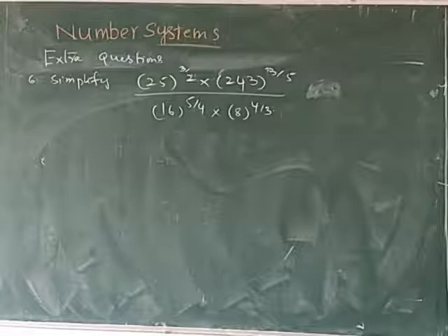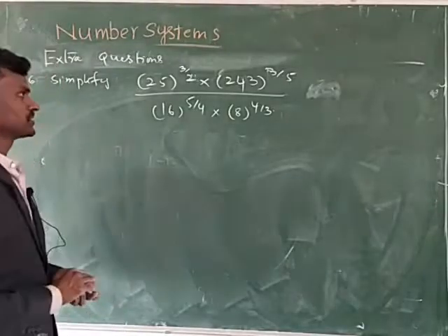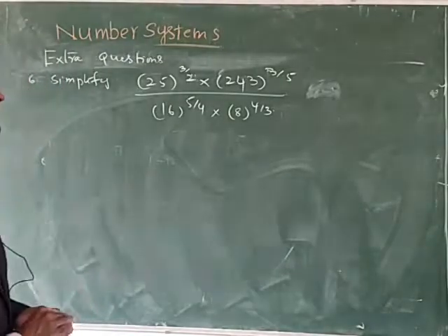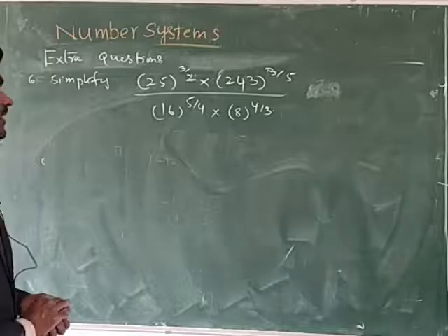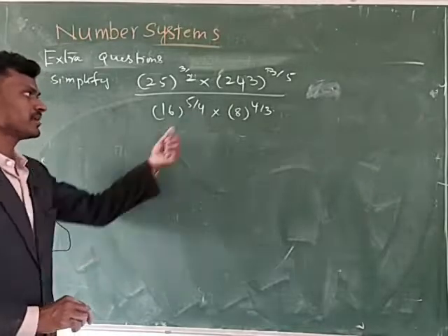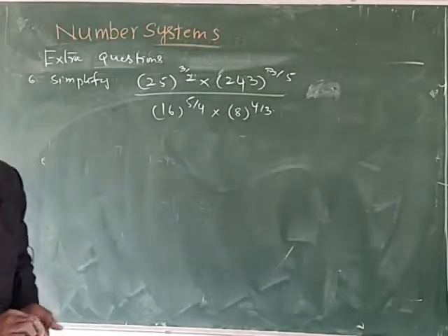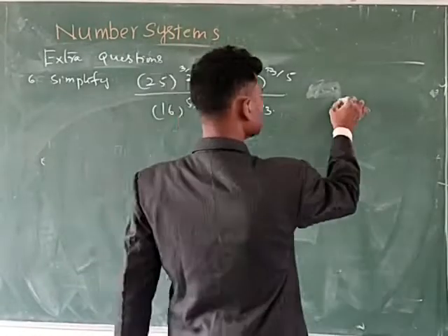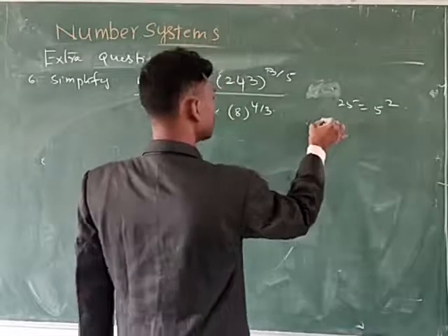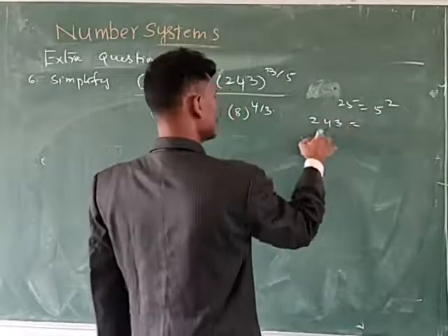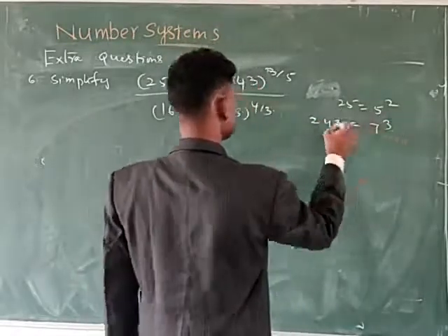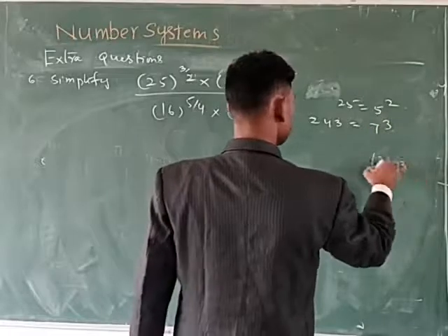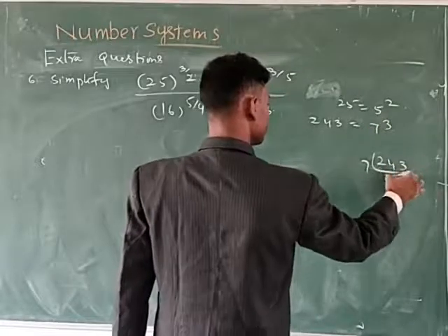Next problem, simplify 25 whole power 3 by 2 into 243 whole power 3 by 5 into 5 whole by 16 power 5 by 4 into 8 power 4 by 3. Now it is also very easy. First you have to write here 25 as 5 square and 243 as 3 power 5. Or if you don't know, you can write 3 1s are 3, 3 2s are 6, 3 3s are 9.